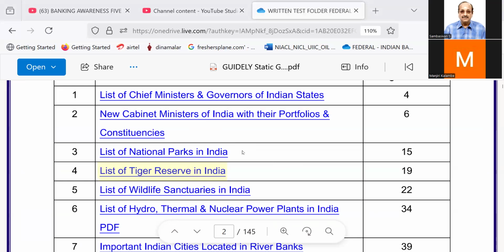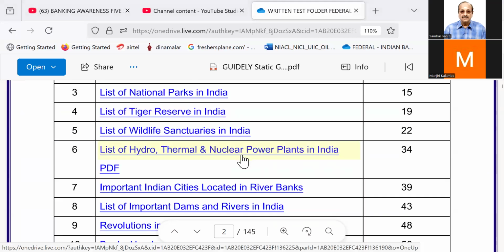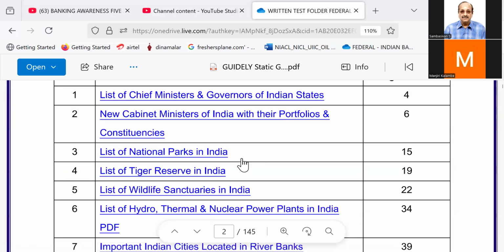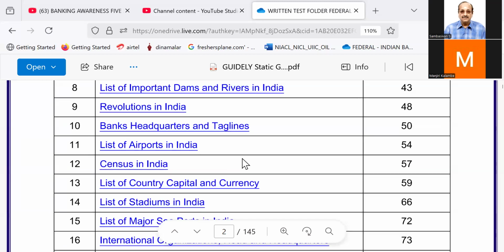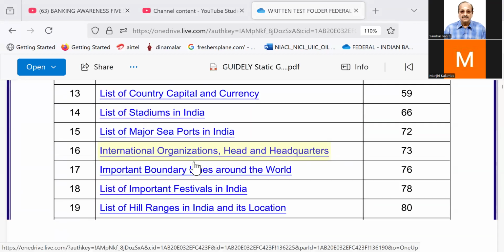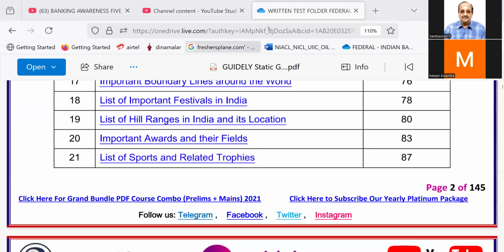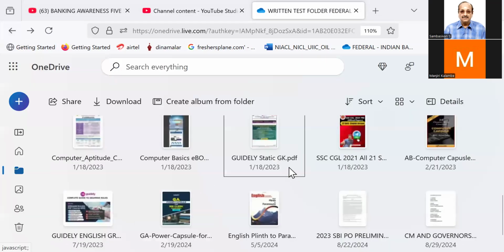Then national parks, tiger reserves, wildlife sanctuaries, hydro, thermal and nuclear power stations, list of important dams and rivers, list of airports. All these things you have to go through. This is for general knowledge. They may or may not ask questions from this in general knowledge.